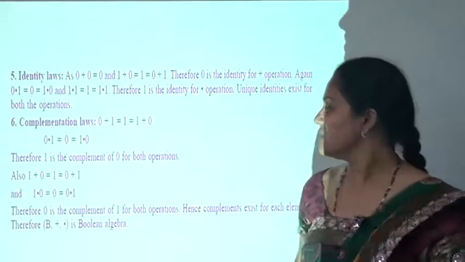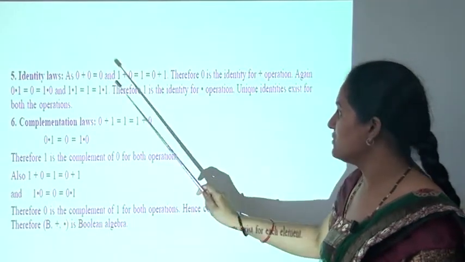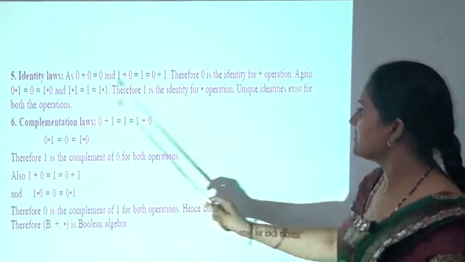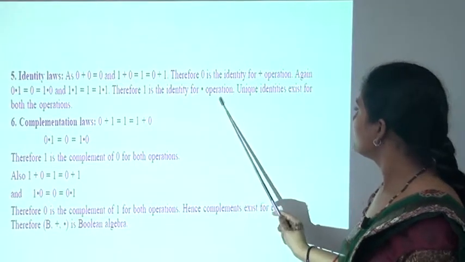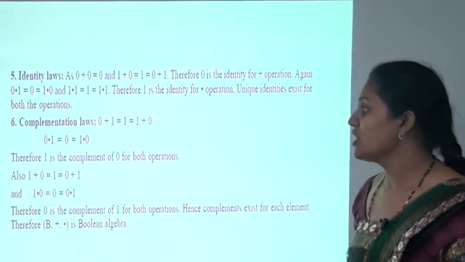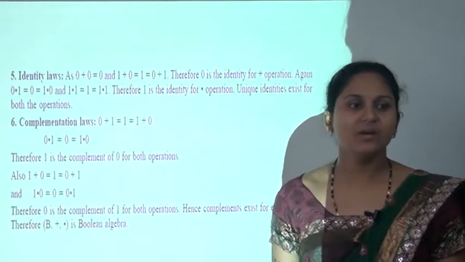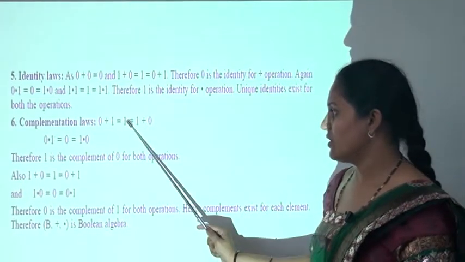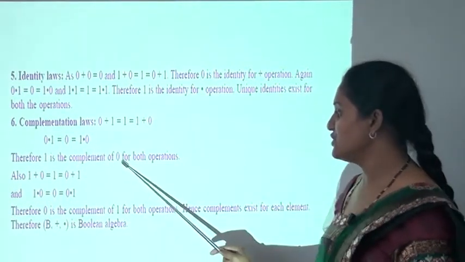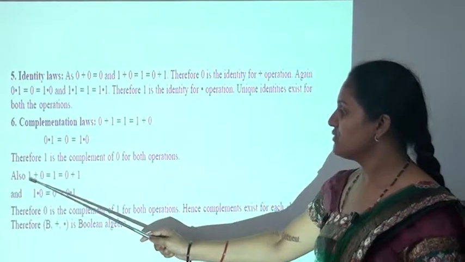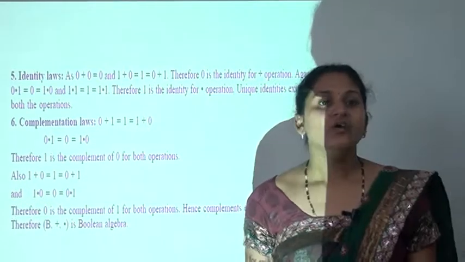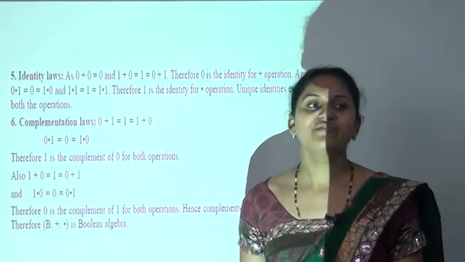Next, the identity law. The identity law says 0 plus 0 equals 0 and 1 plus 0 equals 1, that is equal to 0 plus 1. Therefore 0 is the identity for the plus operation. Again, 1 is the identity for the dot operation, so a unique identity exists for both operators. Again, the complementation law. 0 plus 1 equals 1, which is equal to 1 plus 0, and 0 dot 1 equals 0. Therefore 1 is the complement of 0 for both operations, and 0 is the complement of 1 in both operations.